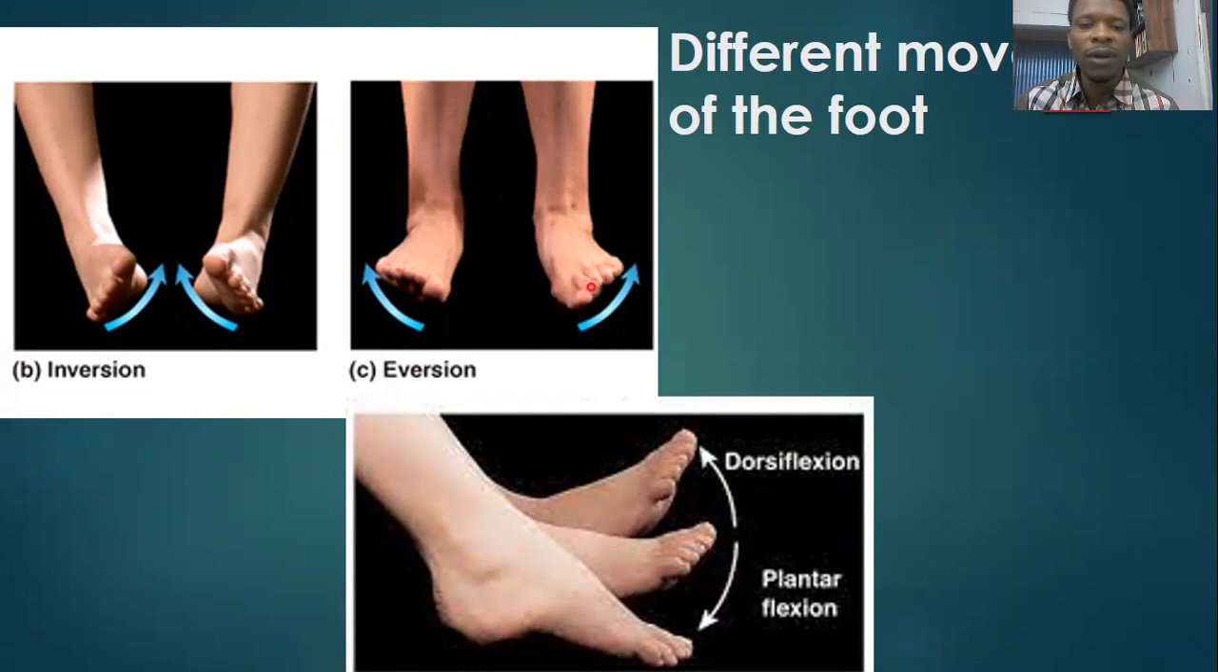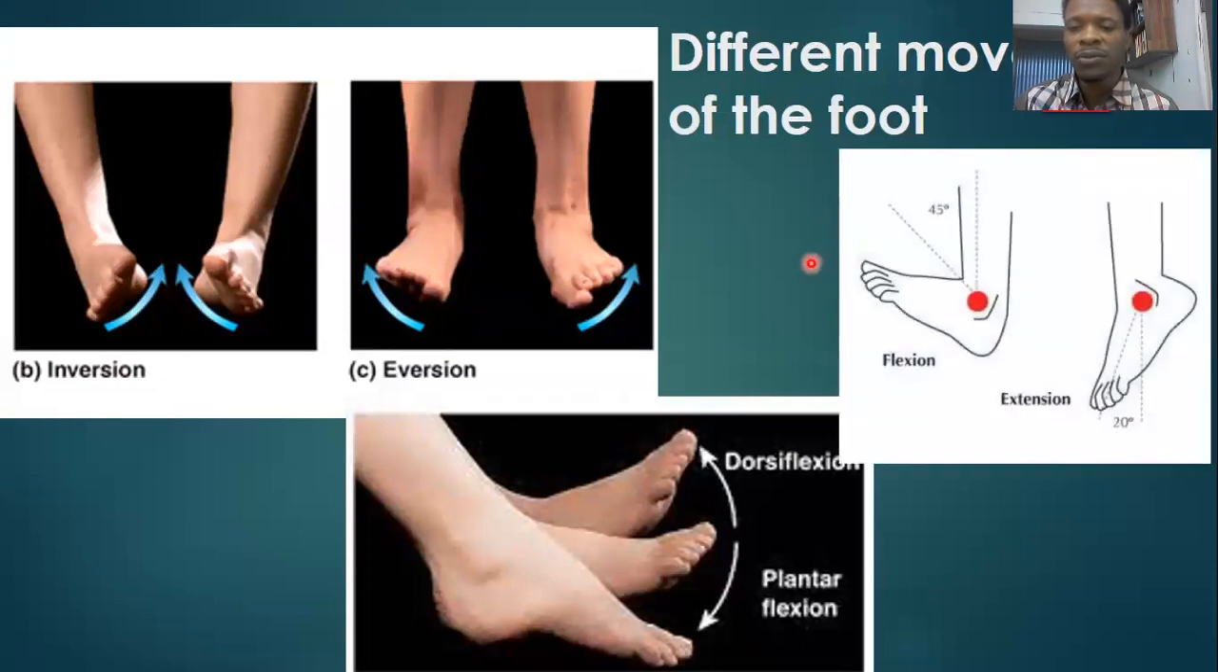So what about eversion, and what about inversion? We'll look at these when we talk about the lateral compartment muscles, and also when we talk about the deep posterior compartment muscles and the superficial posterior compartment muscles. So we'll look at them.